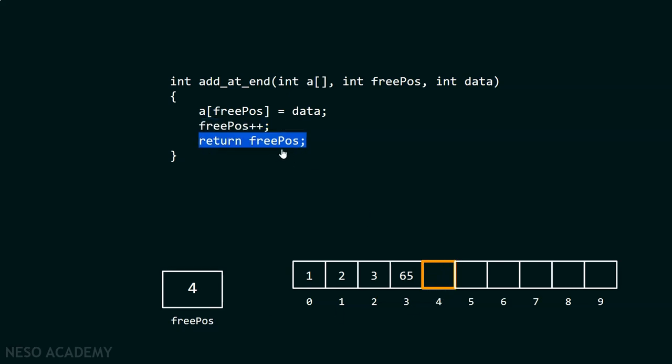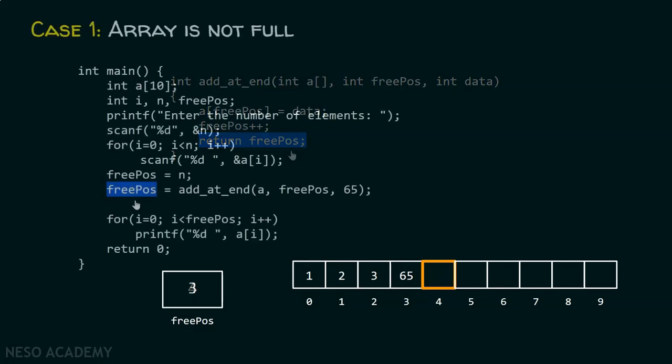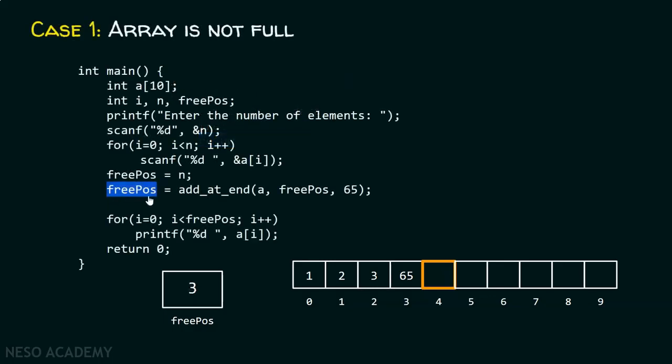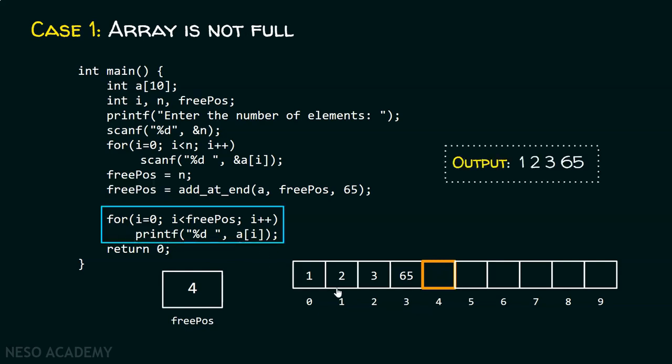After this, we will return this free pose and this will get returned in the main function and it is received by this free pose variable. So this free pose will also get updated by 4 here in this main function. After this, we are using this for loop to print the data on the screen. This loop will run from 0 to free pose minus 1 and will print all the data on the screen. So here the output of this program is 1, 2, 3 and 65, right?